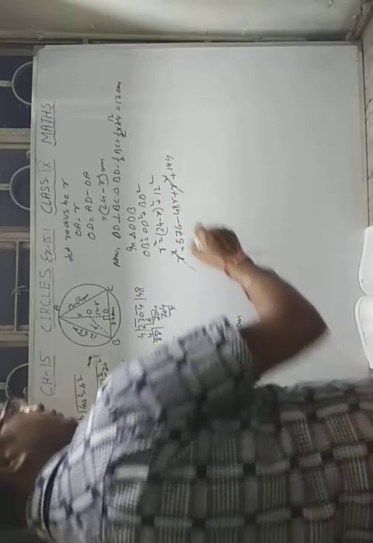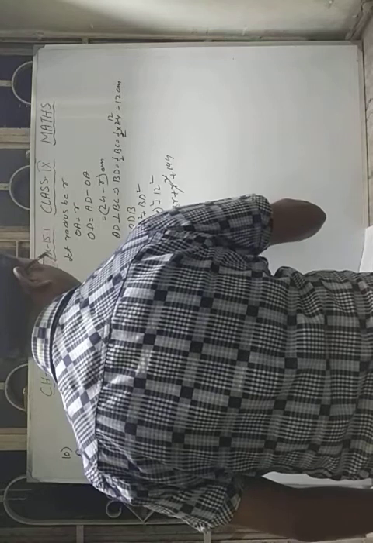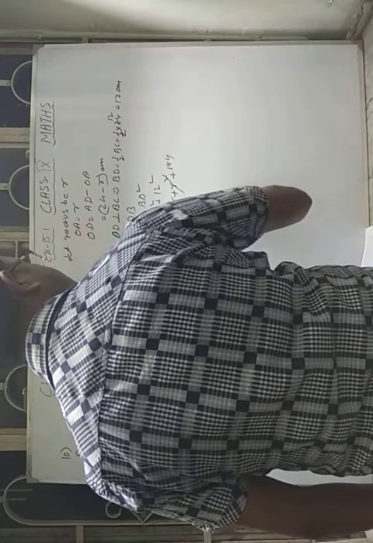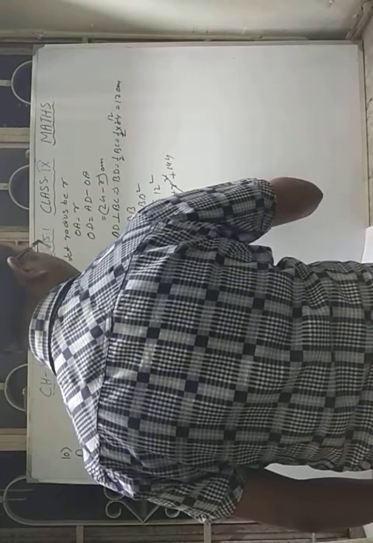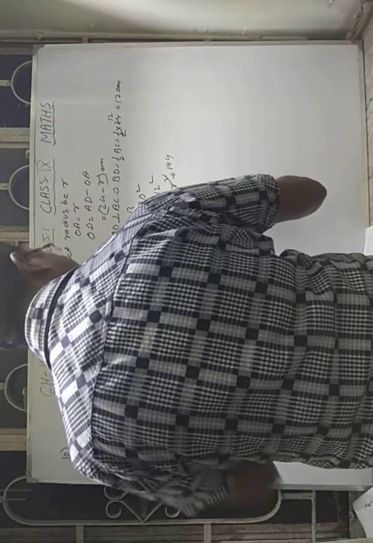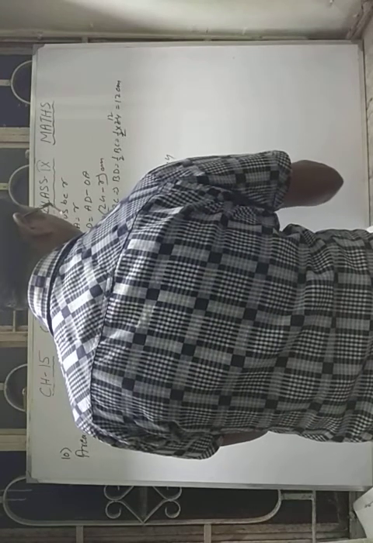Bring this 48R to the left hand side, so it will become plus 48R, and we add them. 576 plus 144 gives 720. So R is equal to 720 by 48. Now you do the cancellations. Take by 12, 12 4s are 48 and 12 5s are 60, so it is 15. So therefore we got radius is equal to 15 centimeters. So this is the answer.